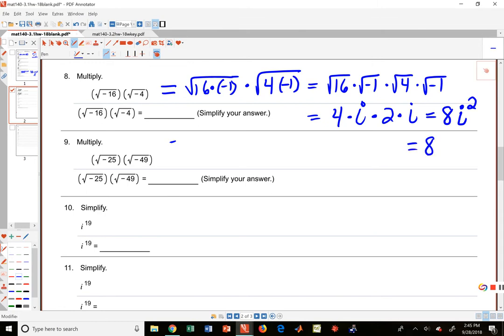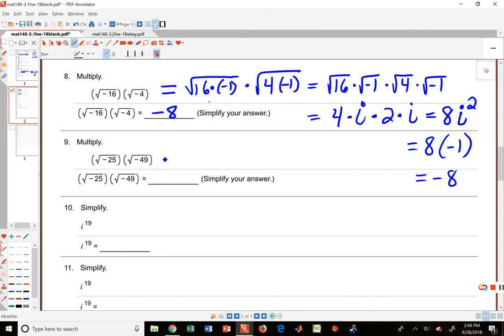And i squared is not just anything. It happens to be -1, which is... Again, there's no real number that does that, but we have this imaginary number that gives you a negative back when you square it. So this is -8. Very unexpected.